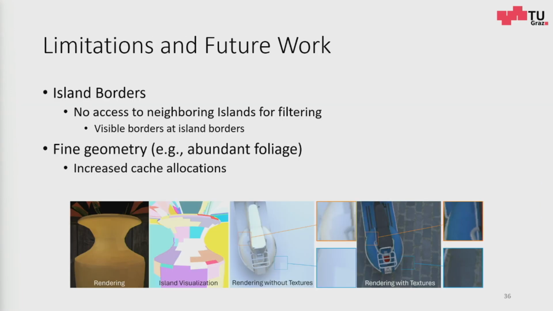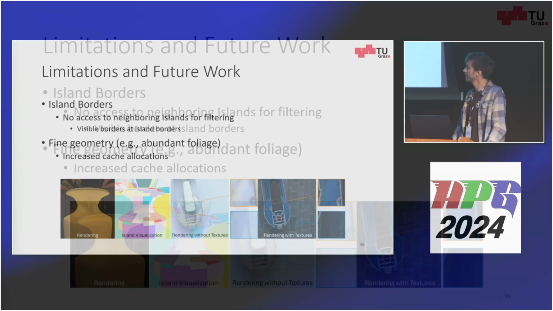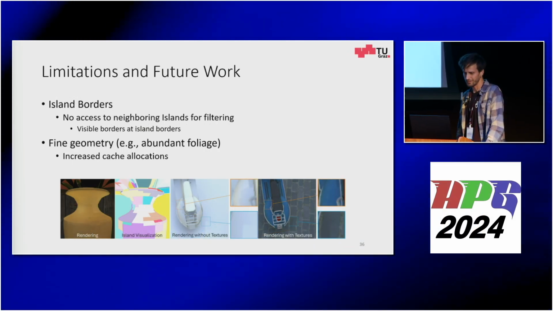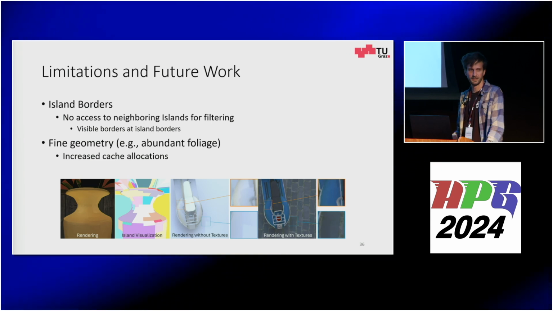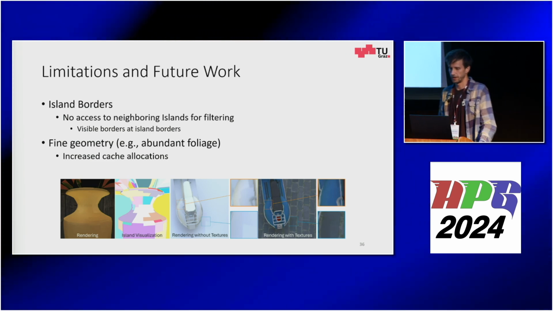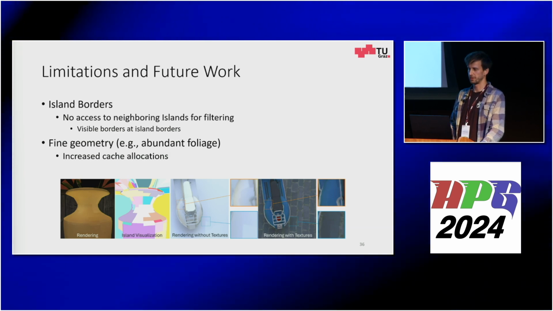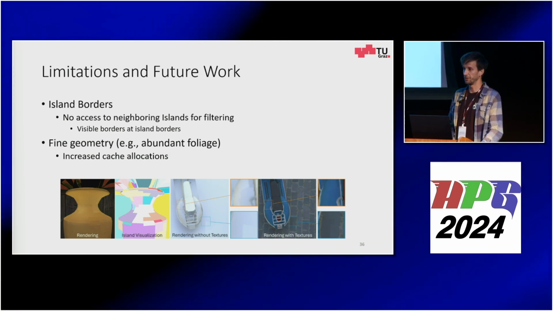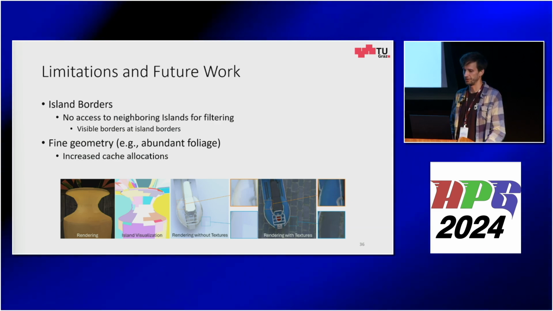So what are the limitations and what future work is? Basically, one issue are island borders. With the extensive filtering in cache space, we observed the appearance of island borders. These borders occur because cache taxels do not have access to neighboring islands during filtering, even though they maybe would lie in the same surface.